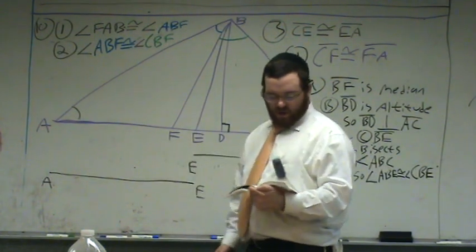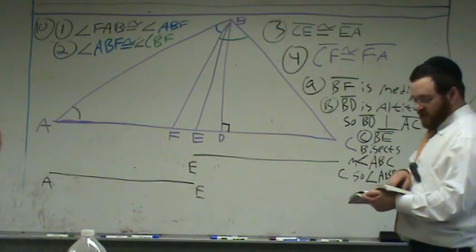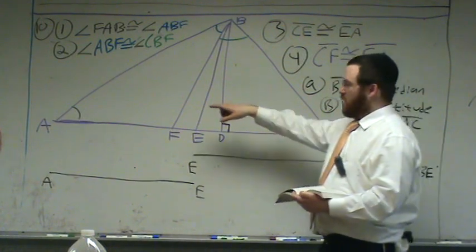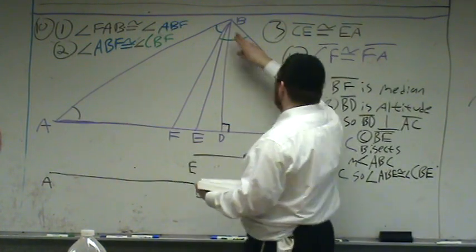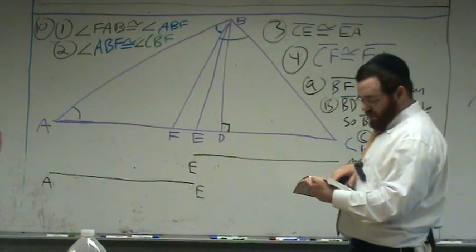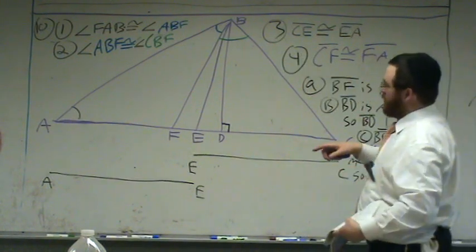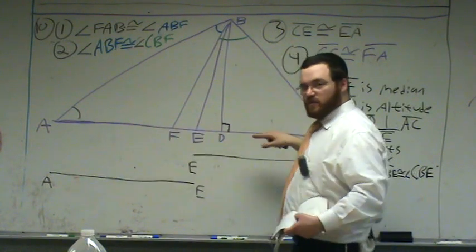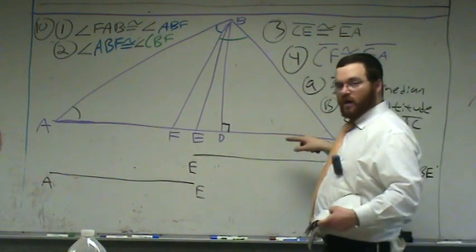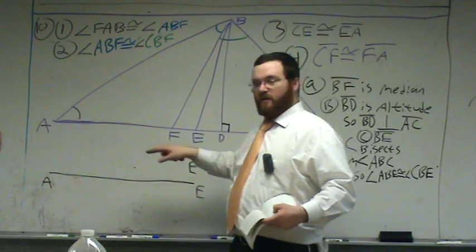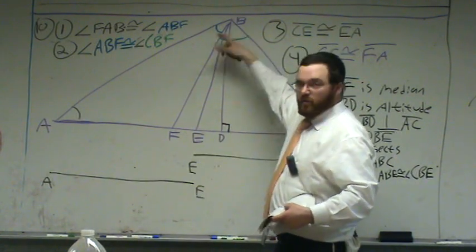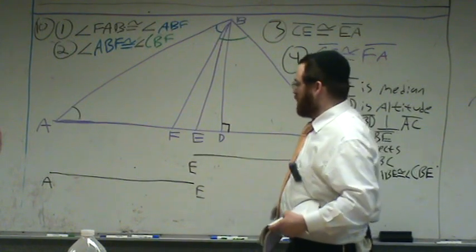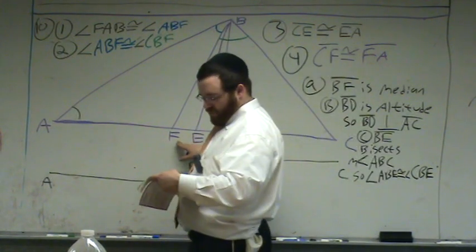Question 10. Given triangle ABC, so you have to make a triangle. It's on the book. Triangle ABC. The median is BF. So BF splits the base of the triangle in half, because the median that goes from one point to a side cuts that side in half. So therefore, BF is the median.